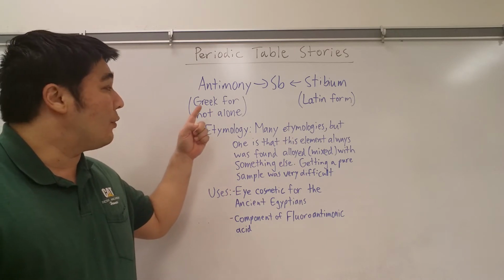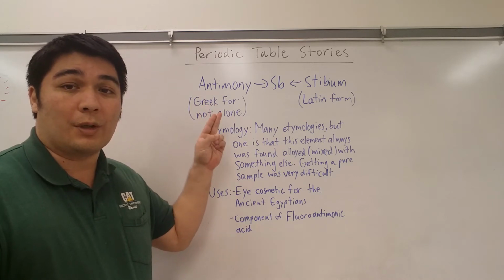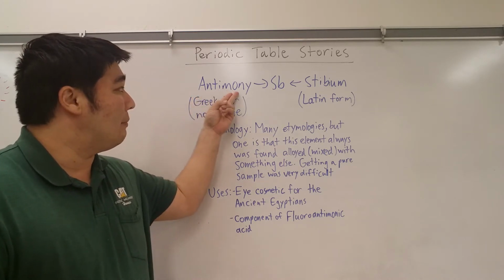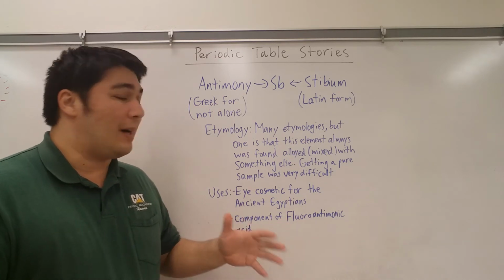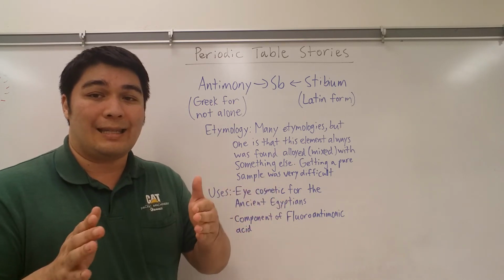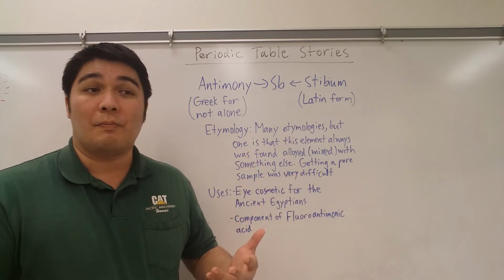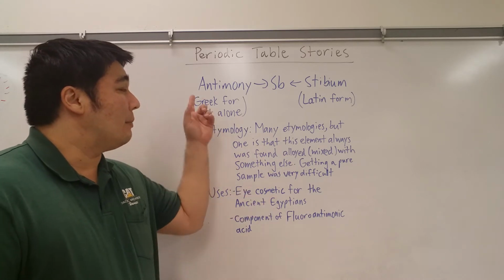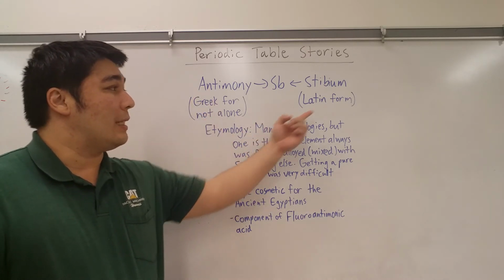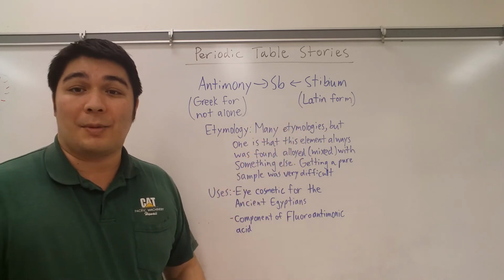It comes from a Greek word. It's a compound word of two Greek words, anti and moni. So it means not from metals, or it's not found alone. So like anti and mono. That's where the first bits of that name came from. Also, the Latin form of this Greek word is stibium, and that's why antimony has Sb as its atomic symbol.